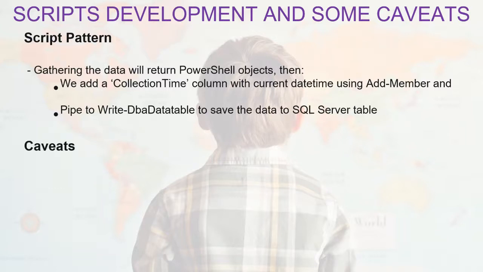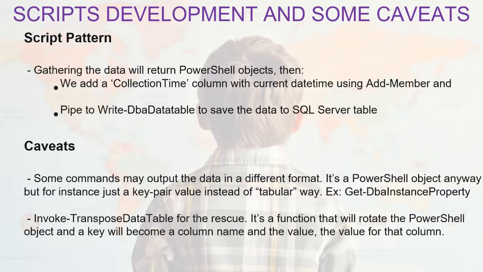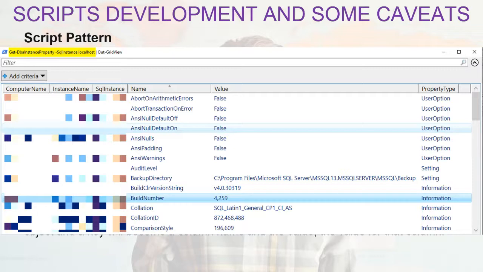One of the caveats is that some commands, in this specific case Get-DbaInstanceProperty, do not output the results as a table with a lot of columns, but instead in a more or less key-value pair format. So I have written a function called Invoke-TransposeDataTable that will rotate this table and make every single key a column and every single value the value of that column.